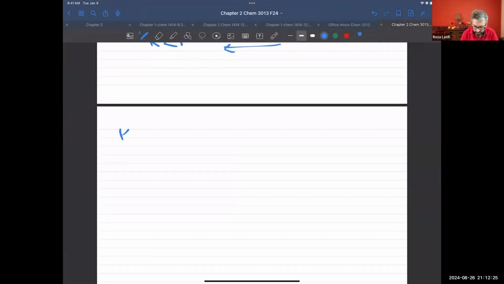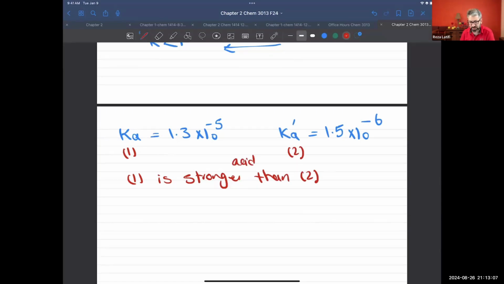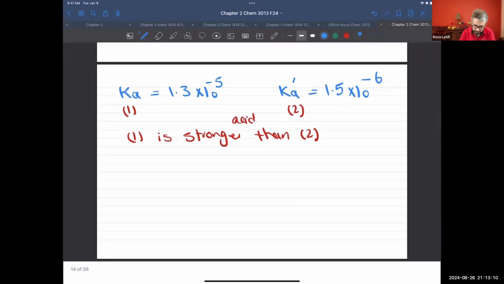Say you have two Kas. One Ka is 1.3 multiplied by 10 to the power of minus 5, and another Ka, I'm going to say K prime, is 1.5 multiplied by 10 to the power of minus 6. Which acid is stronger, 1 or 2? I'm going to say the one that has the bigger Ka is the stronger acid. So 1 is a stronger acid than 2.